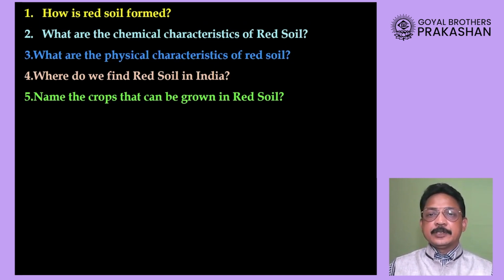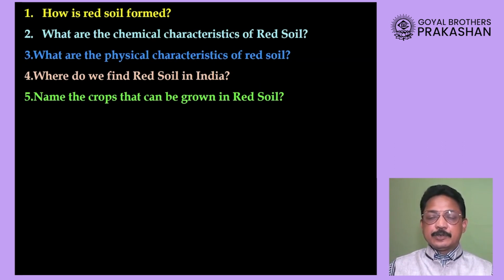Next question is, what are the physical characteristics of red soil? The answer is, first point, red soil is red in color when it is dry, but it is yellowish in color when it is hydrated. That means when the soil becomes wet, its color turns to yellow.